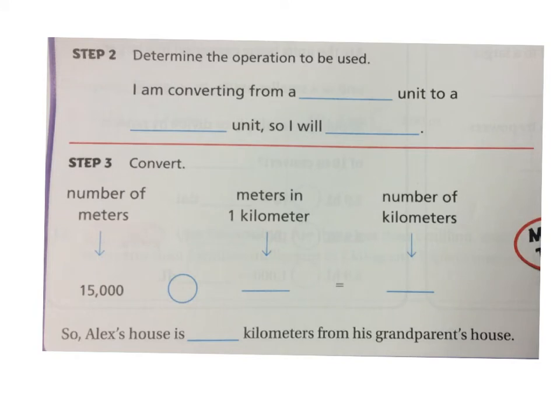For step 2, we need to determine the operation that we need to use. Since we're converting from meters to kilometers, we are converting from a smaller unit to a larger unit. So you need to get the number to be smaller. So you need to divide, right? Because when you're going from a smaller unit, you'll have more of them. But when you're talking about a larger unit, you have less.